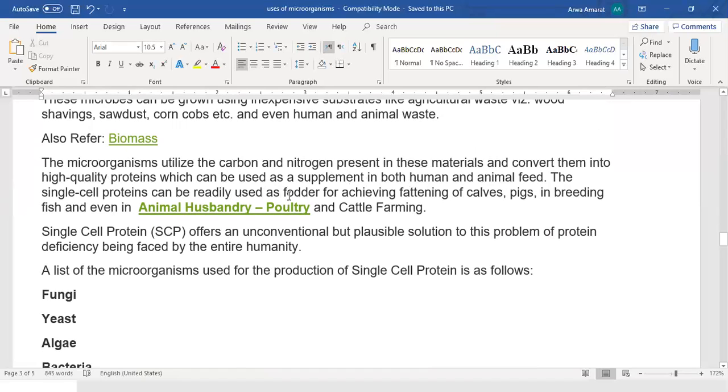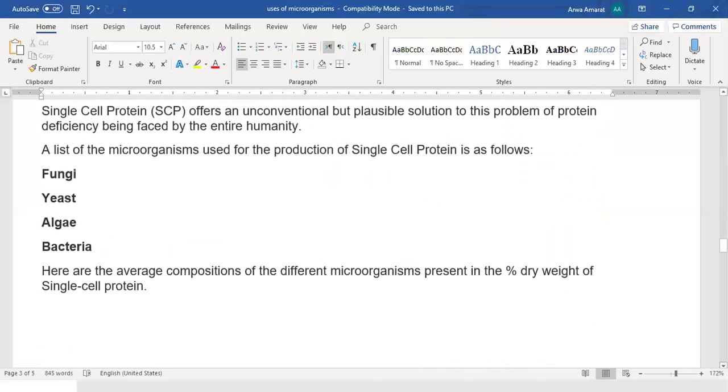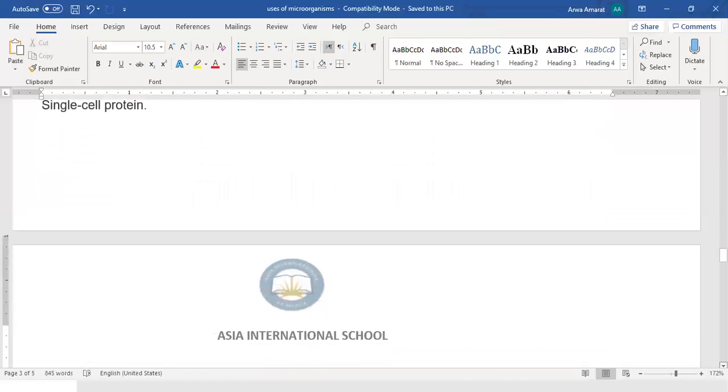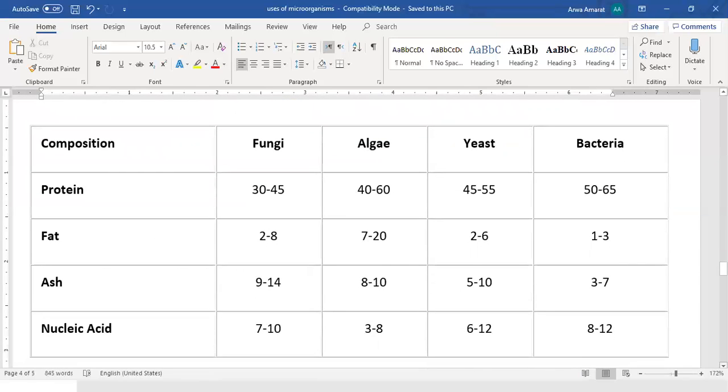It is already used, for instance, to feed cows, pigs, and breeding fish, and even in animal husbandry, poultry, and cattle farming. The main types that are used are fungus, yeast, algae, bacteria. Here is the average composition. I removed this because it's not required from you, but just take a look. You can see that bacteria have much more abundant protein.